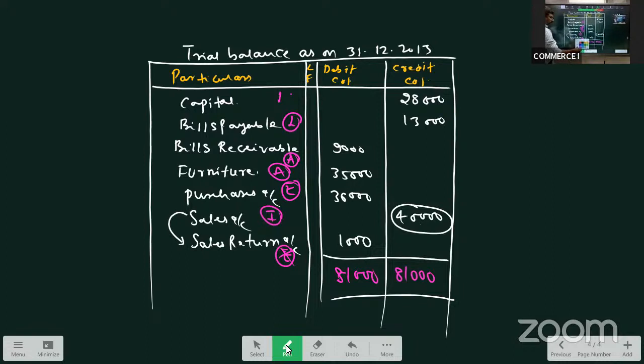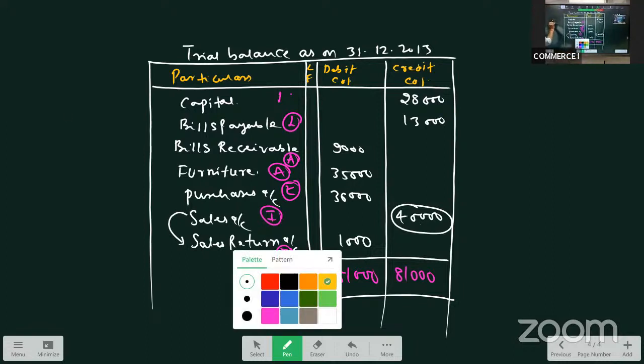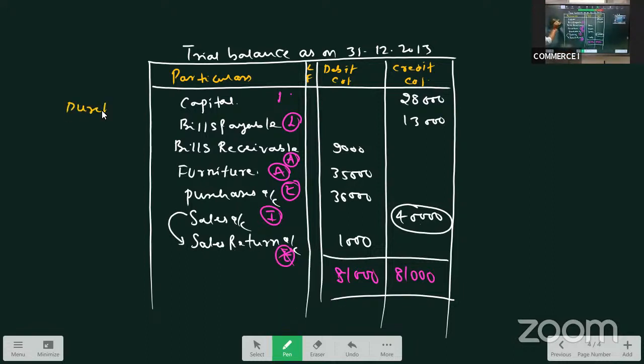And one more thing I'd like to tell you, like purchase is an expense, we place it in the debit column. Suppose we are getting purchase returns. Just as we got sales return here, if you are getting purchase return, place it in the credit column. So purchase debit, purchase return credit, sales return debit. Okay. So we'll take the 13th question. Question number 13.